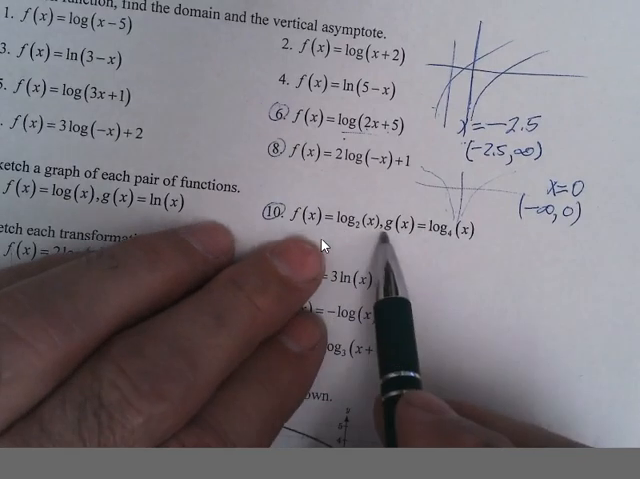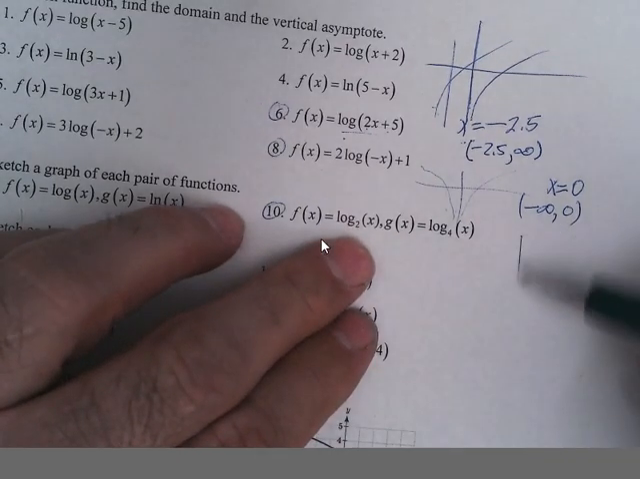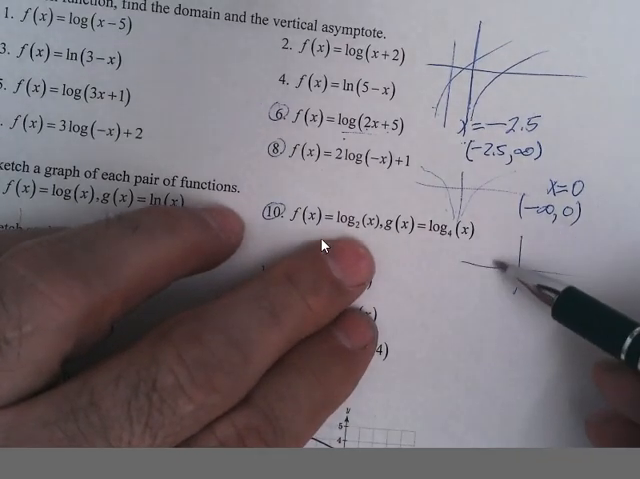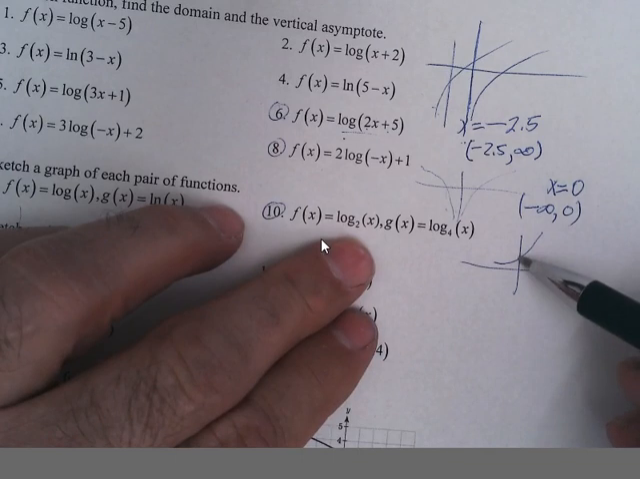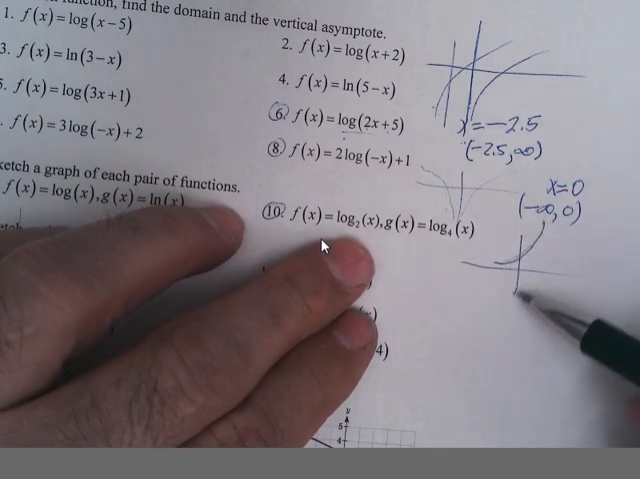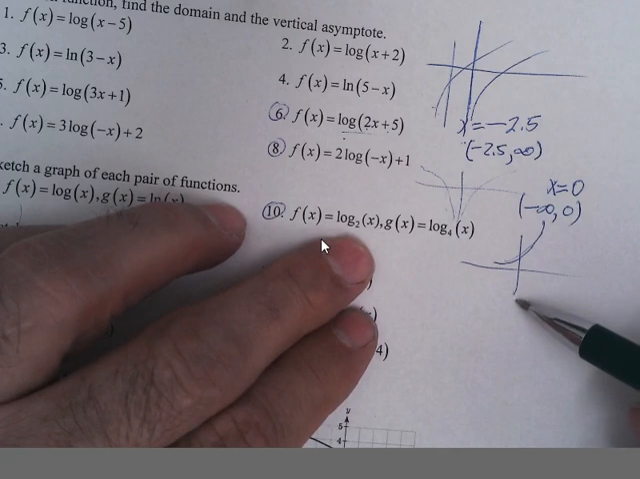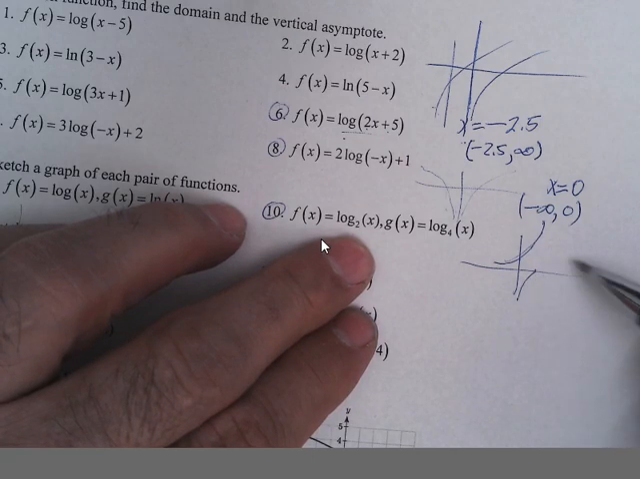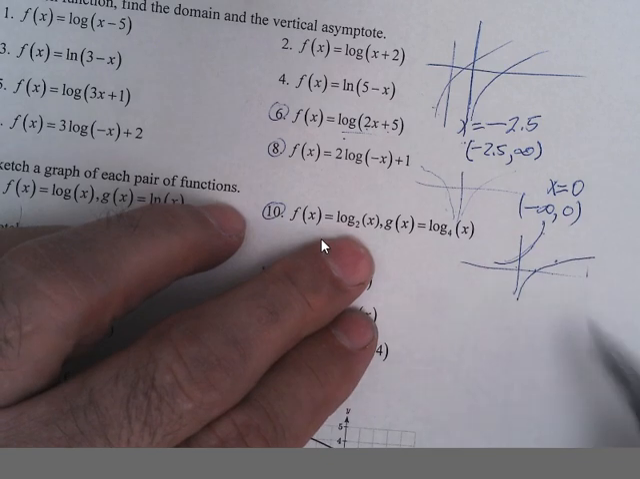Now it says graph each of these. Log base 2 of x. Well, 2 to the x goes like this. Goes through 1, 2, and 2 squared is 4. And so the log base 2 of x will go through 1, and then instead of 1, 2, it'll go through 2, 1. Instead of 2, 4, it'll go through 4, 2. So it'll look like this.